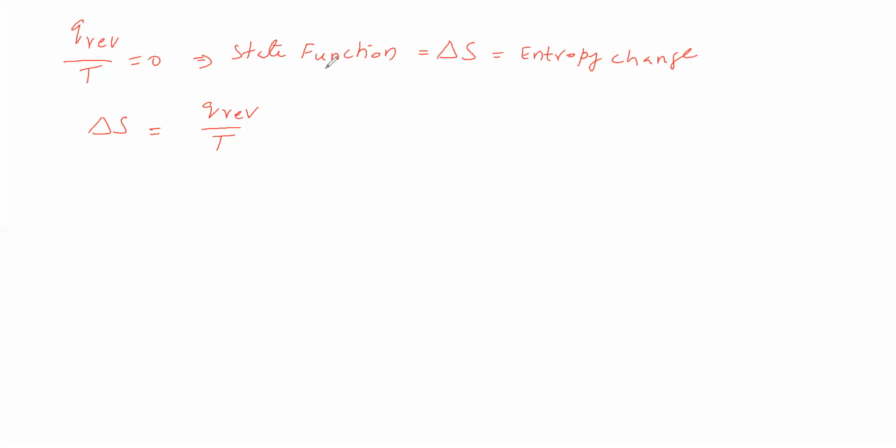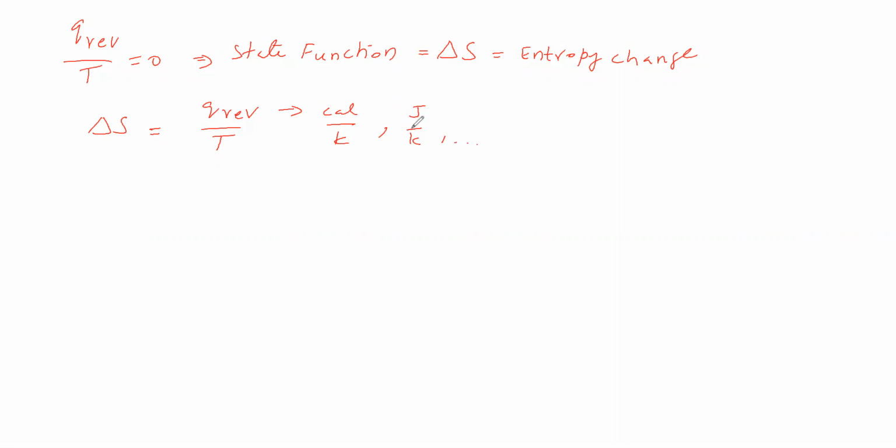Sir, now what is the unit of this entropy? We'll see. The entropy unit is a Q unit, which is calories, or joules. The temperature is in Kelvin. So we say the unit is calories per Kelvin, or joules per Kelvin.